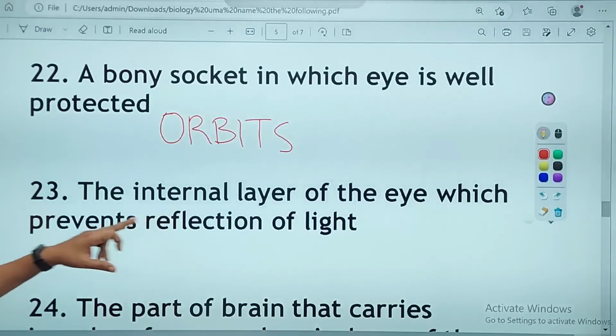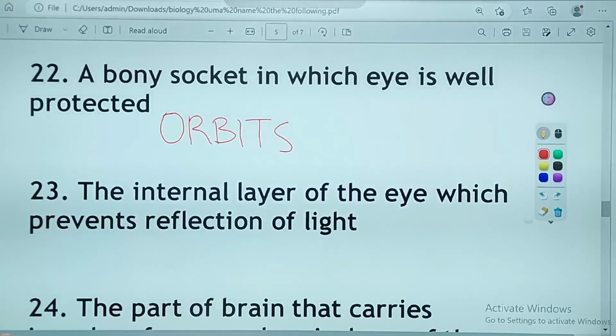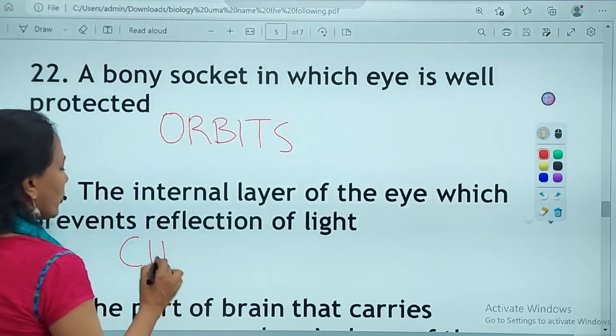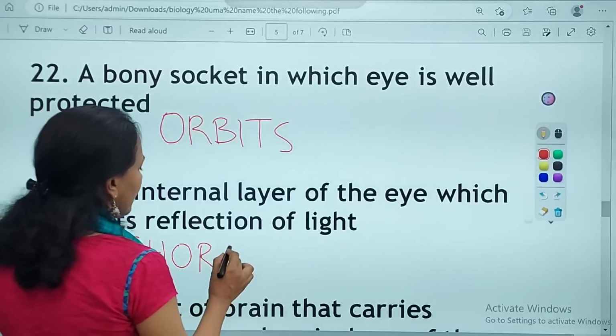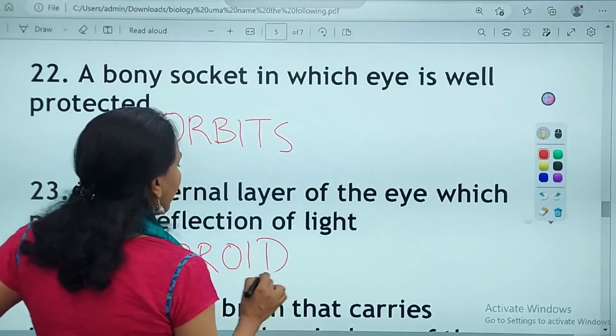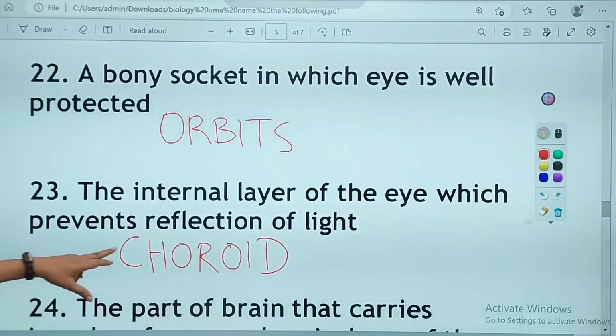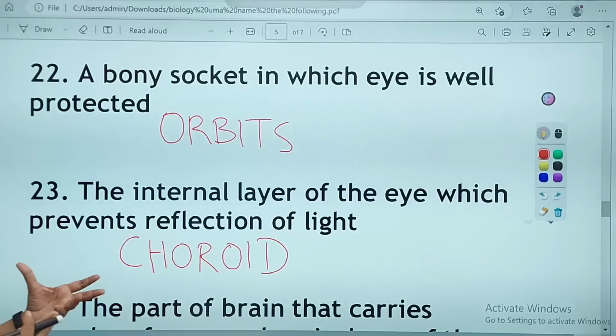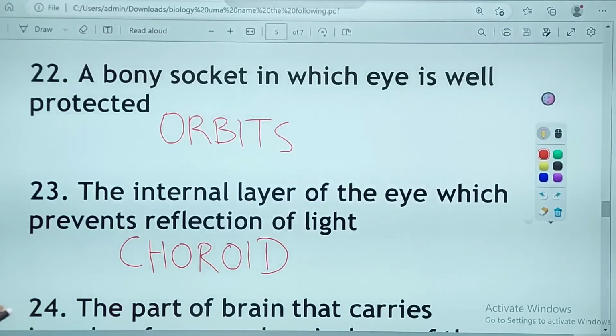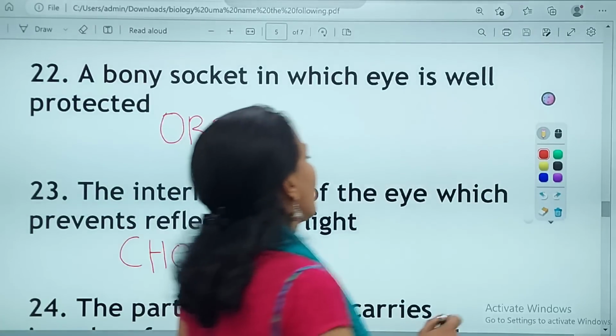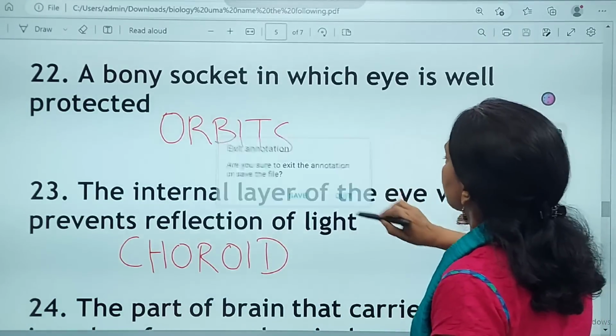Okay. Then the internal layer of the eye, which prevents reflection of light. As you know, any light surface will reflect light, and you need in the eye a layer which is not reflecting the light, and that's called choroid. Remember this is a technical term, but you must remember this word, choroid. It has a lot of blood vessels, and therefore it is very thick and very dark, and that helps to stop the reflection of light in the eyes.